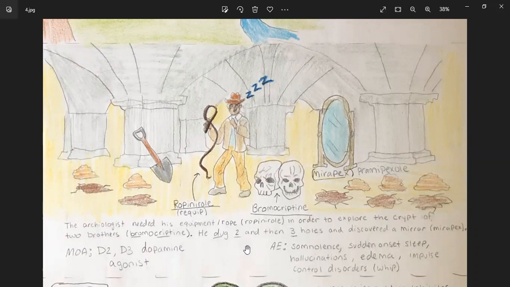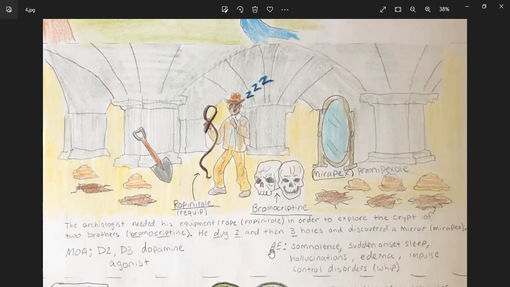And so he dug 2 and then 3 holes, and then also discovered a mirror. So the mirror is for Mirapex. So he was looking for these skulls of these brothers in a crypt. First he dug 2 holes over here, and then he dug 3 holes over here. And that is because the MOA is that this is a D2, so dig 2, D2, D3 dopamine agonist.